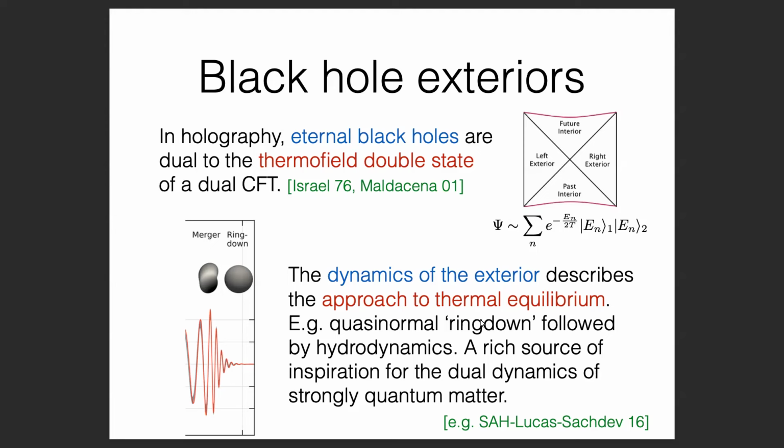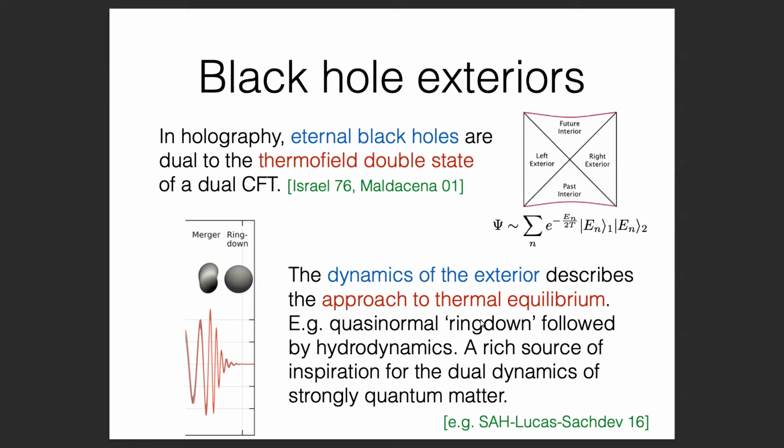Over the last 20 years, there's been a huge amount of work on the exterior of this black hole and many beautiful gravitational phenomena. So this is the LIGO signal, such as the ring down of black holes. All of this happens outside the black hole, and can be interpreted in terms of the dynamics of this thermal state of the dual field theory, right? In particular, the ring down, the last stages.